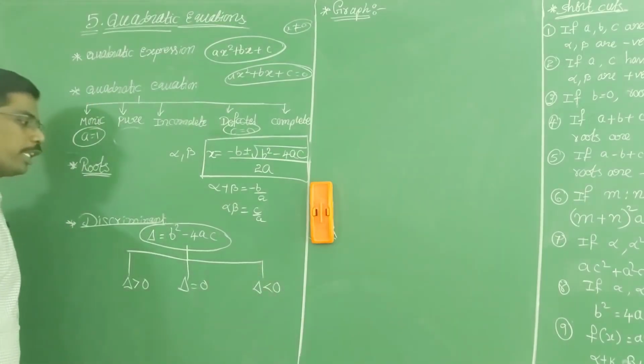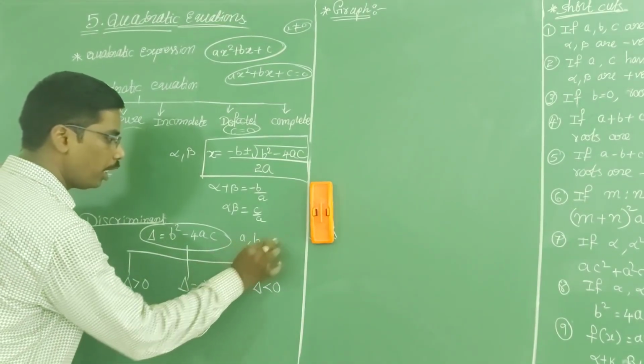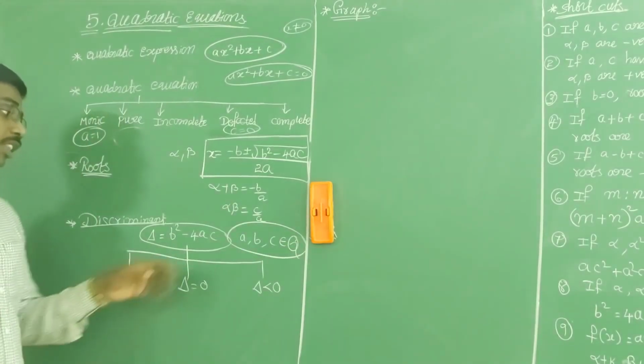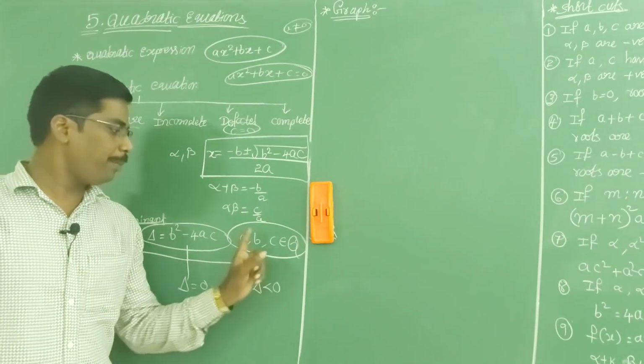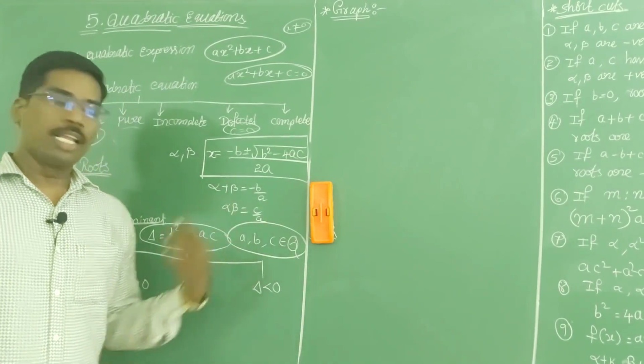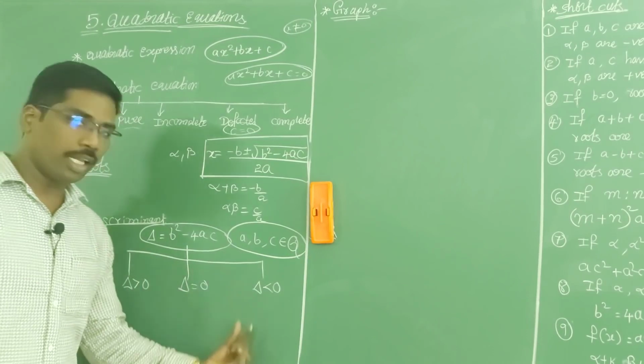Here, the most important thing: a, b, c are rational numbers. I am taking the condition that the coefficients a, b, c are rational numbers. Then delta greater than 0, delta is equal to 0, delta less than 0.